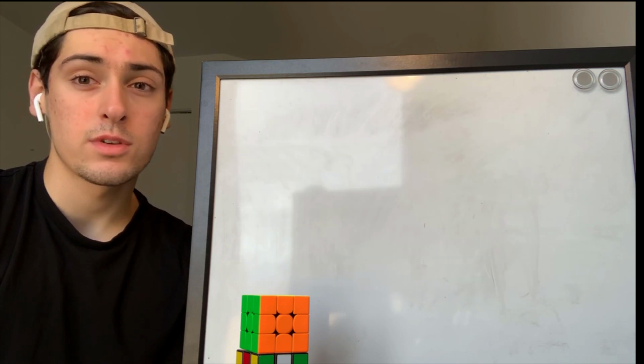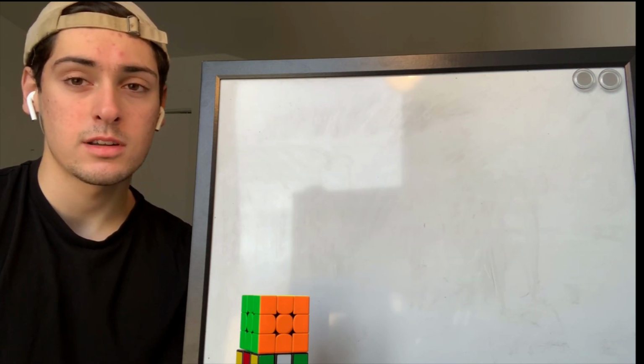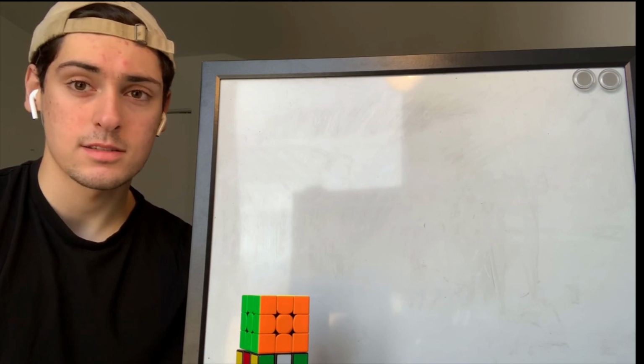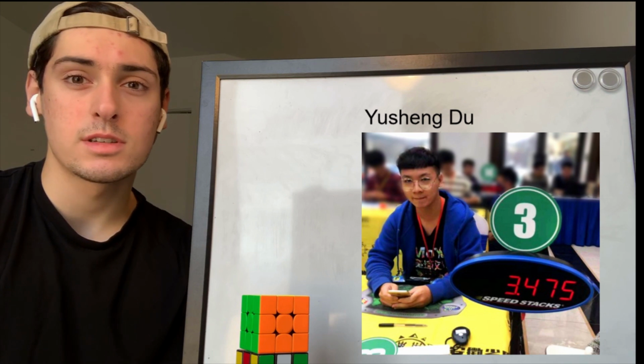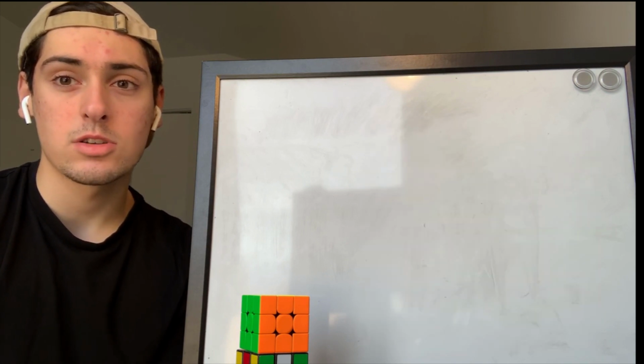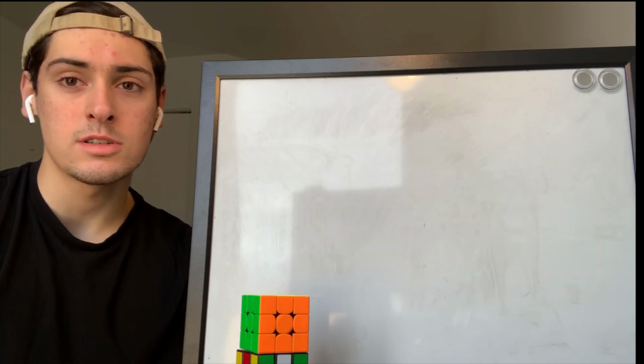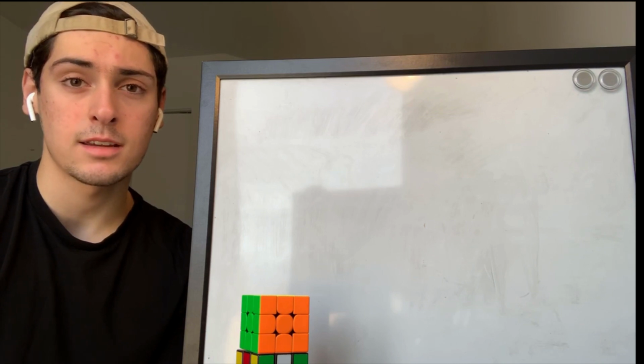The world record for the fastest cube solve in competition is 3.47 seconds by this guy, who I won't even try pronouncing his name. But he used the CFOP method for this solve, solving his cube with only 31 turns and at almost 9 turns per second.